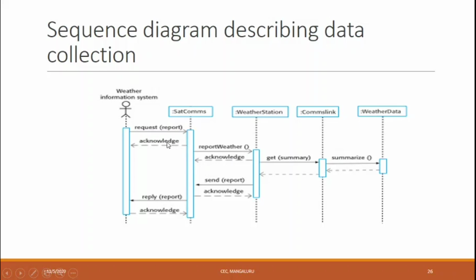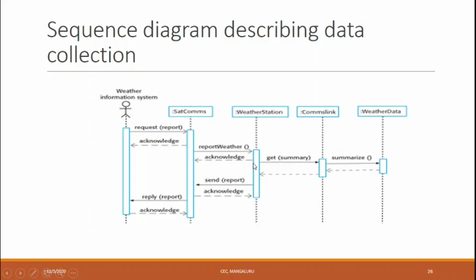So this is the sequence diagram of satellite communication requesting services, that is, the weather information system requesting services from the weather data. The weather information system requests services to send a report, and the satellite communication sends a message to the weather station via the satellite link, and it creates a summary of the weather data.